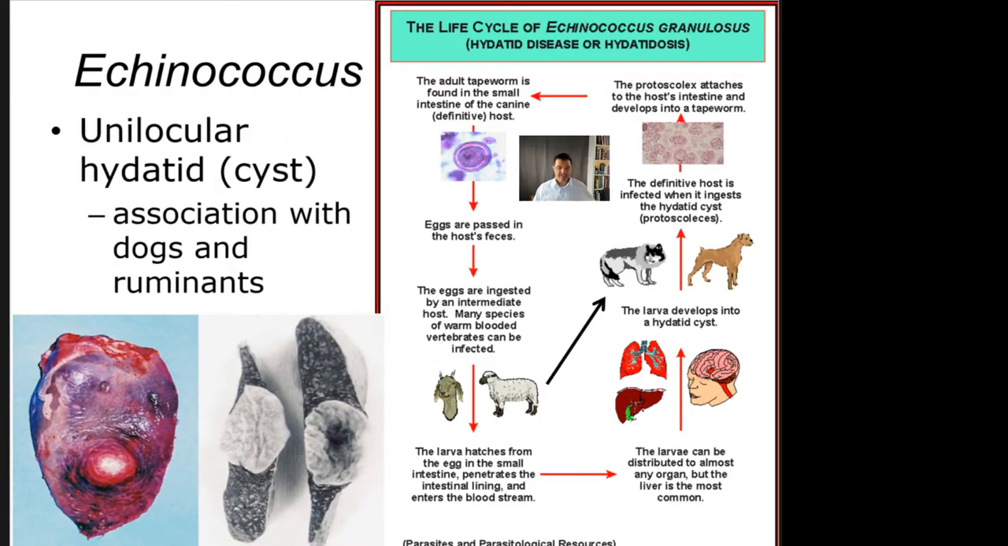Okay, Echinococcus is the next one. Echinococcus causes what's called a unilocular hydatid, which is a type of cyst. Normally there's a parasitic route in which animals like sheep and goats, eating grass, get infected with this host, and then predatory things like wolves and wild dogs eat these animals, and that completes the life cycle.